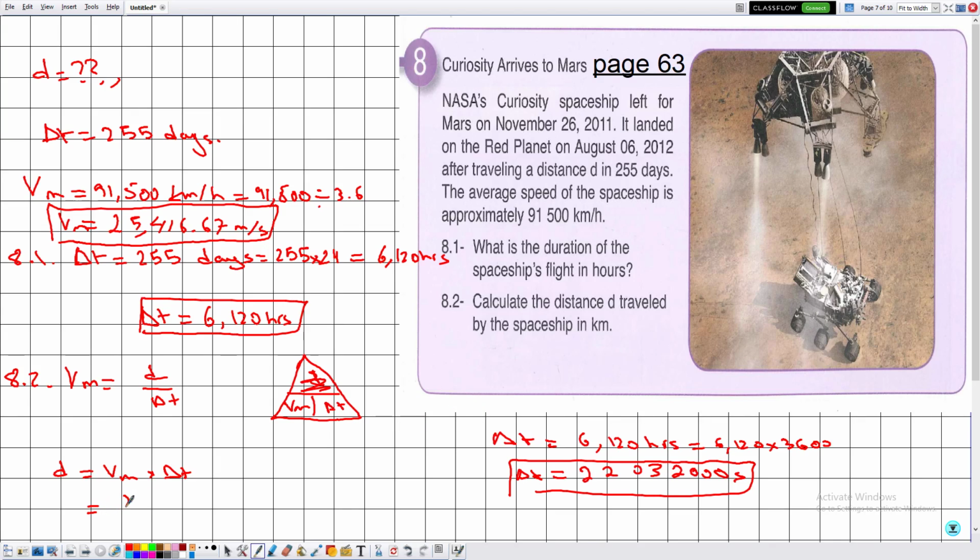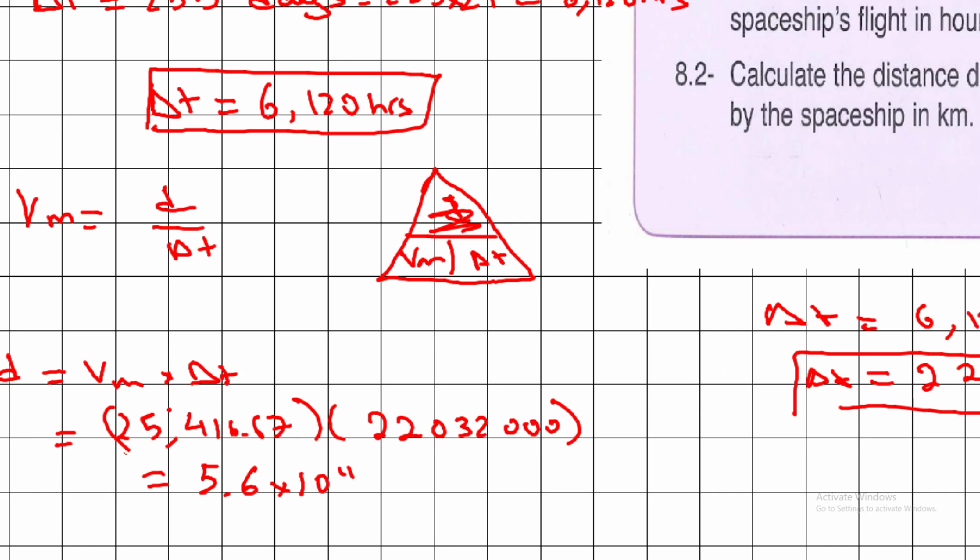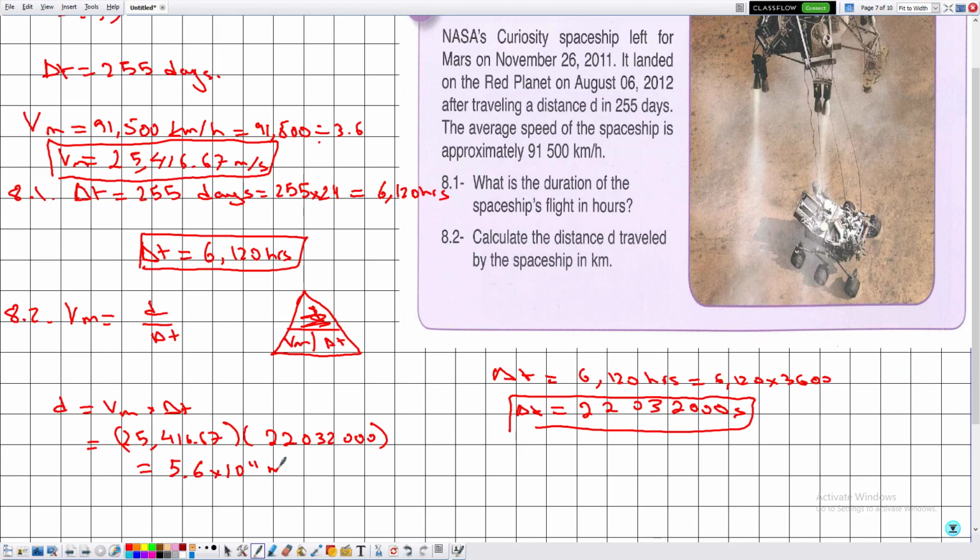So the value of d is given by 25,416.67 multiplied by this value. Plugging this on the calculator, it is given by 5.6 times 10 to the power 11. Because Vm and delta t are expressed in the SI, the unit of d will be in the SI, which is meters. So d is equal to 5.6 times 10 to the power 11 meters.